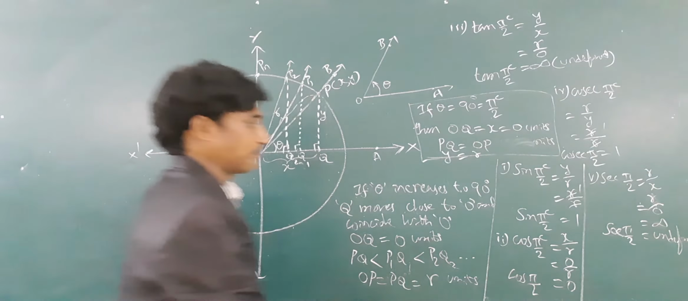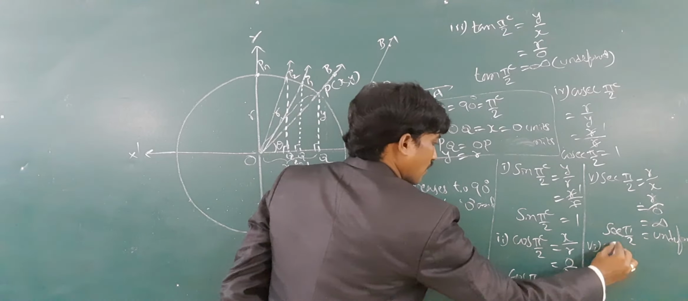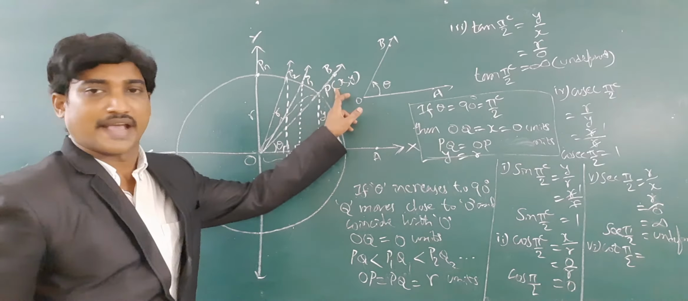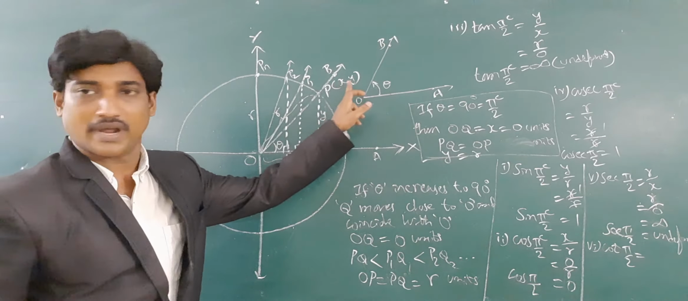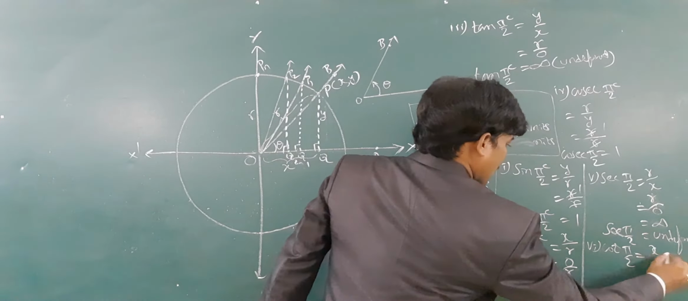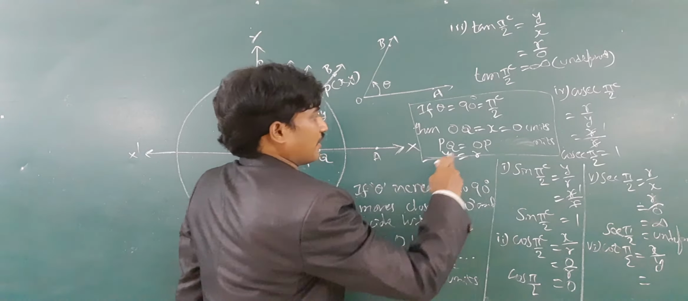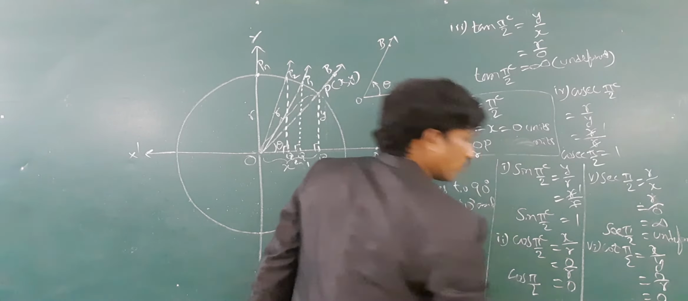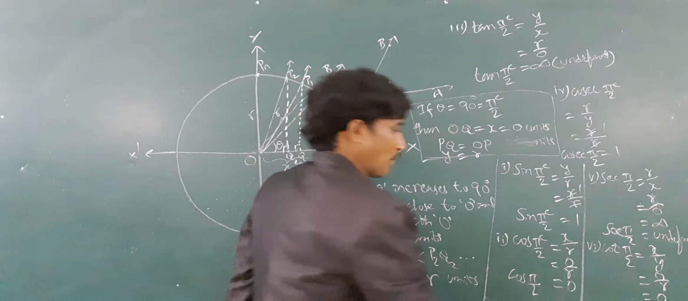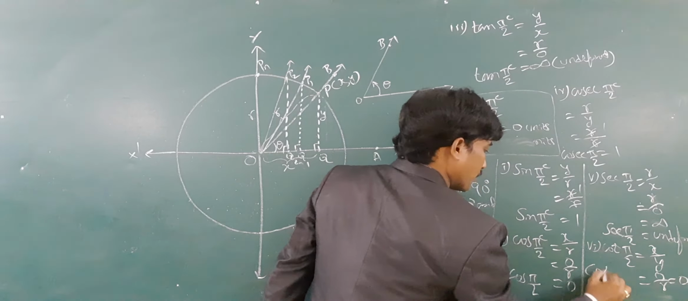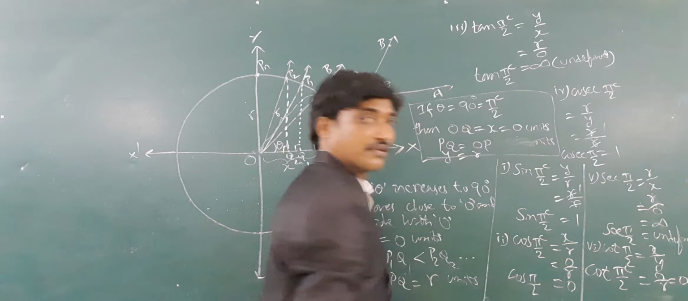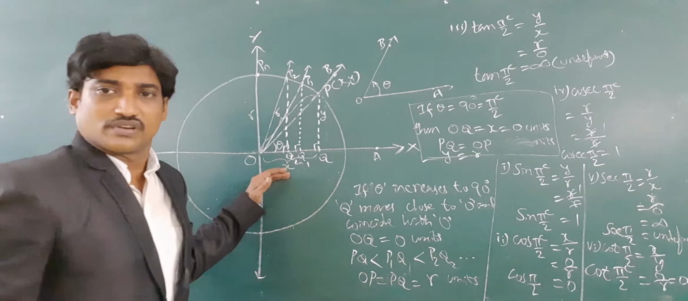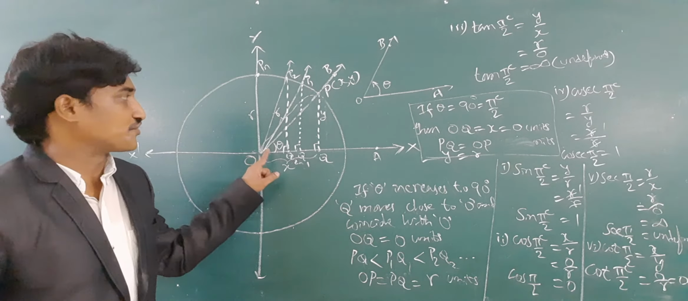Finally, cot pi by 2 radian. Cot theta is equal to x by y, x coordinate by y coordinate. We know x is 0 and y is r, and 0 by r is 0. So cot pi by 2 radian is 0.